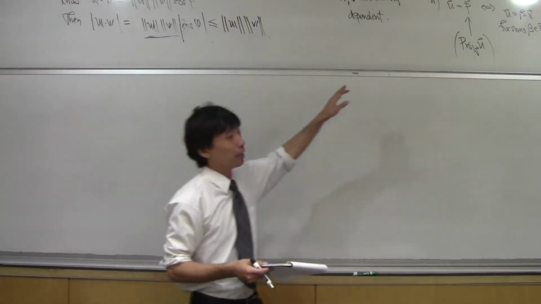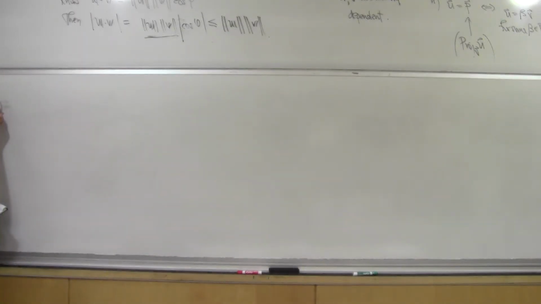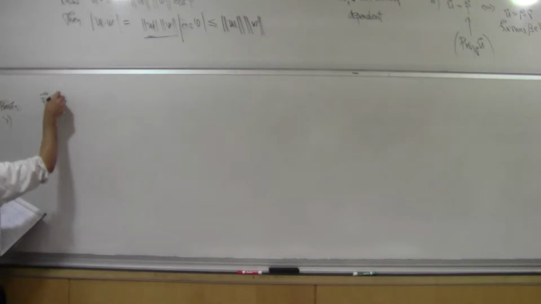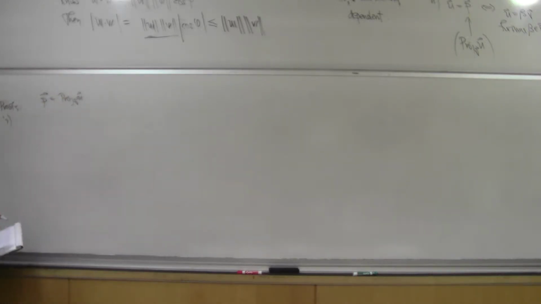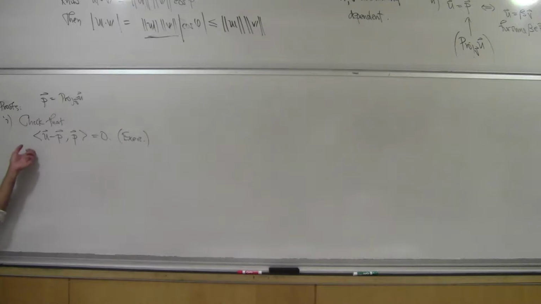Okay, so these two facts are sort of intuitively obvious in Euclidean space, but we have to prove them. So let's do the proof. Number 1, we want to see that U minus the projection is perpendicular to the projection. Remember, the projection is the projection of U onto V. So we need to check that U minus P against P, if we take the inner product, we get 0. I'm going to leave that for you to do as an exercise. It's just a calculation.